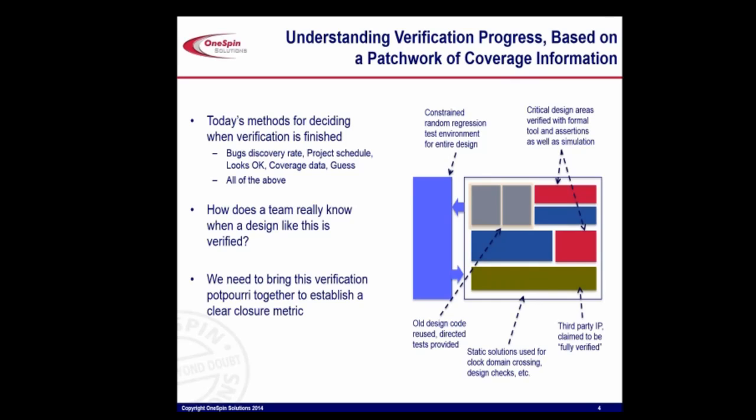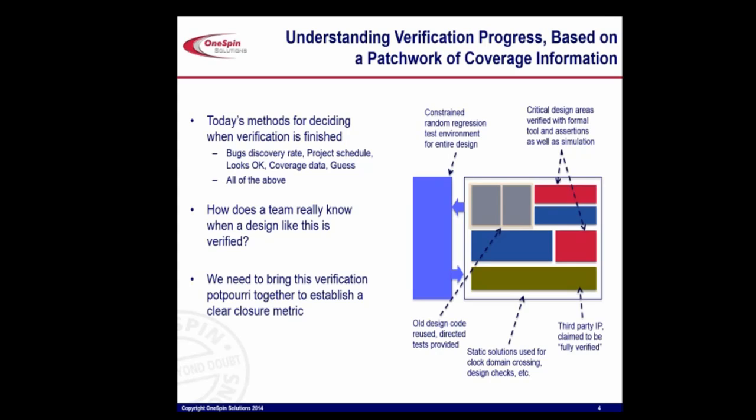So you can apply different techniques. Constraint random, you can have critical design areas verified with formal. You may think that some third-party IP is fully verified, or also employ some rule checking solutions, and you also use your old code. In the end, you want to bring everything together and have a coverage closure.